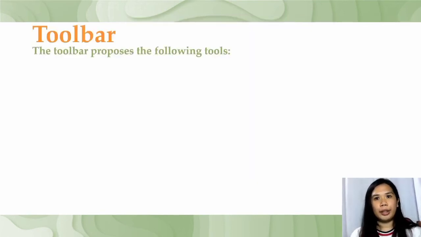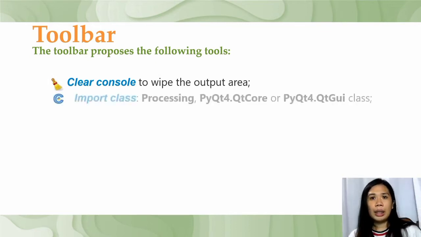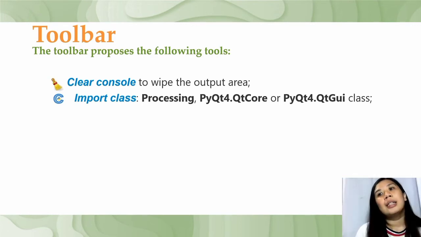The toolbar. Here is the toolbar for the Python console. First is the clear console. It is to wipe the output area. Next is the import class. It is for processing PyQt4 QtCore or PyQt4 QtGui classes.